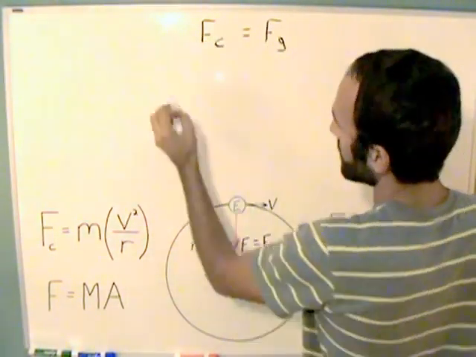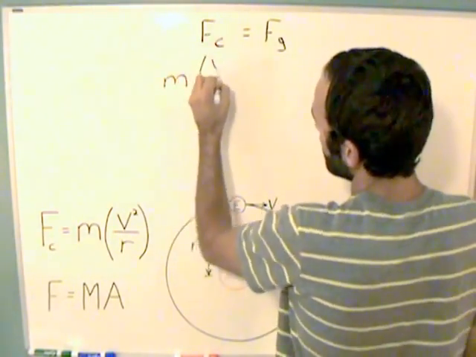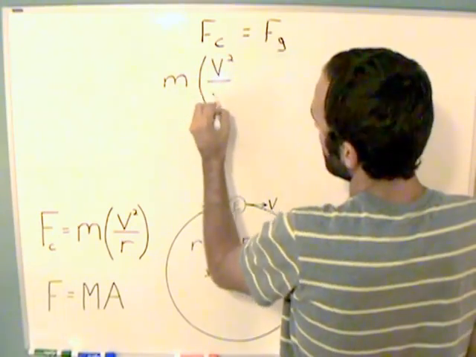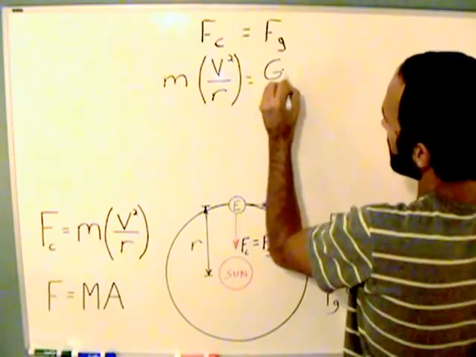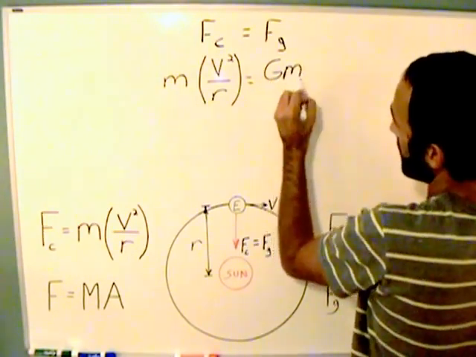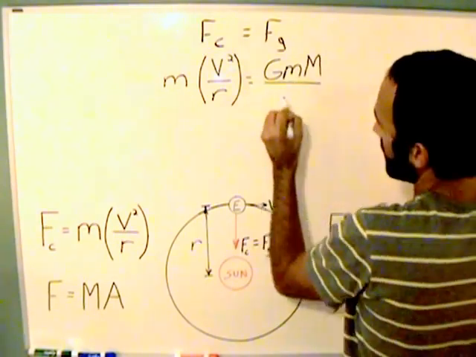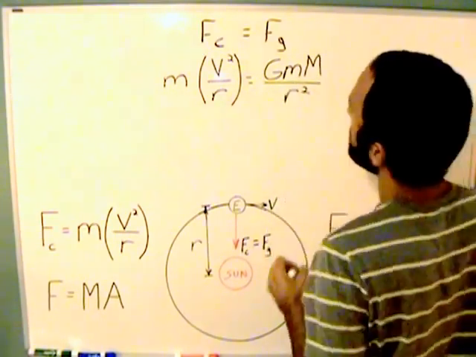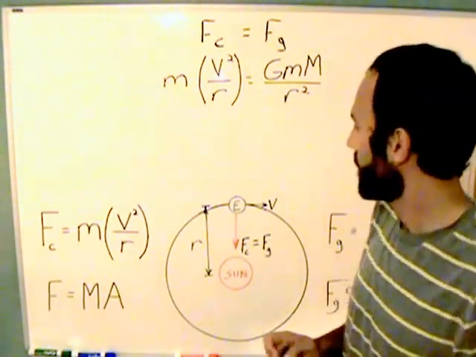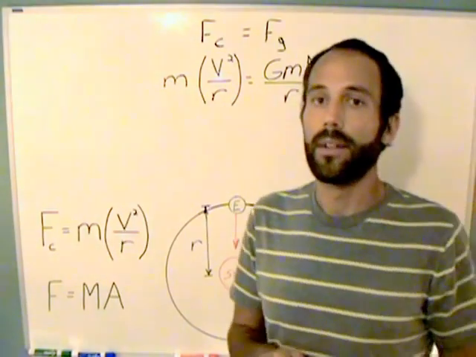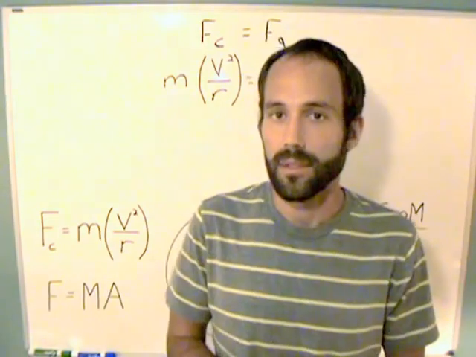This is m times v squared over r, is equal to big G, the gravitational constant, times the little m, which is the mass of Earth, times big M, which we're going to say is the mass of the Sun in this case, over r squared. Now, at the time, they were pretty sure they knew how far away the Earth was from the Sun. They used sextants and other devices to get a measurement.